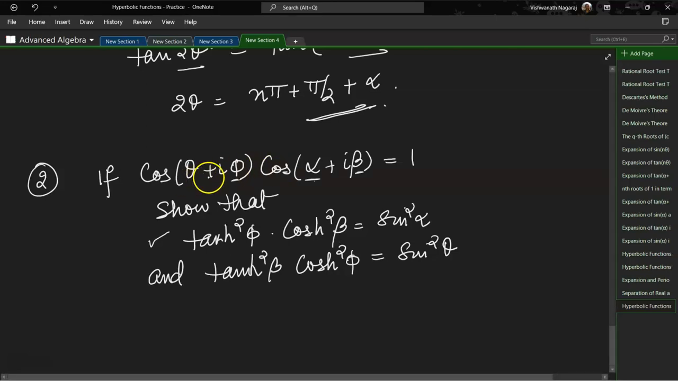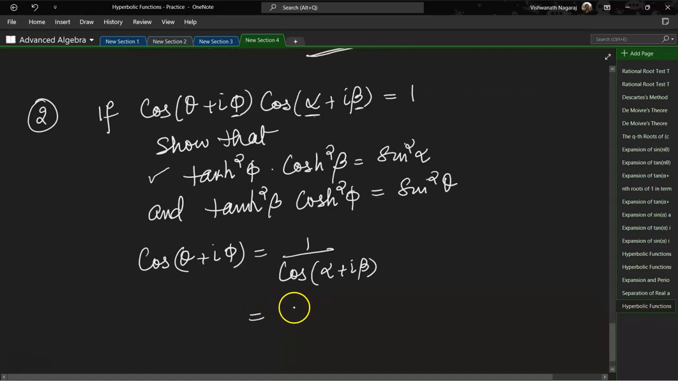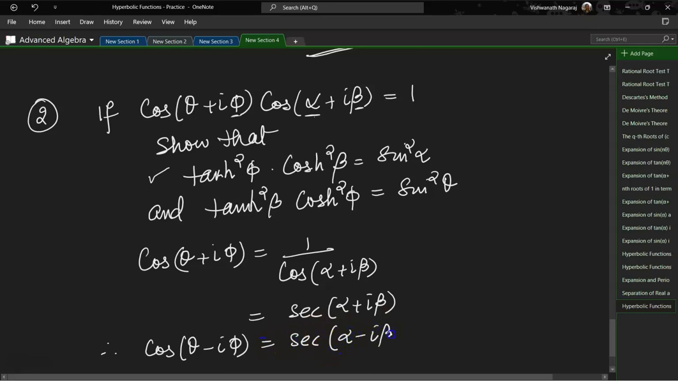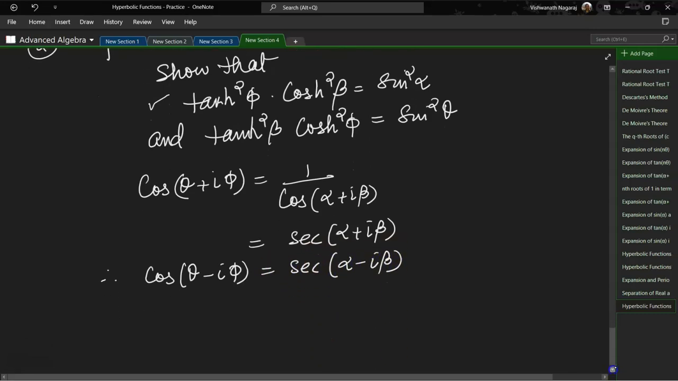Now here we have a product of cos. So let's take the first one, cos of theta plus I phi. So cos of theta plus I phi can be written as 1 by, we are taking this to the other side, 1 by cos of alpha plus I beta, which means it is sec of alpha plus I beta, which means therefore cos of theta minus I phi is equal to sec of alpha minus I beta. Okay.